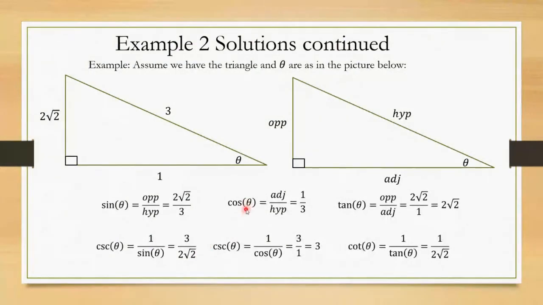For cosine of theta, we already knew what that was. Cosecant, that's 1 over cosine, right? We have a fraction 1 over 3. Well, if you flip that, you get 3 over 1, which is just 3.